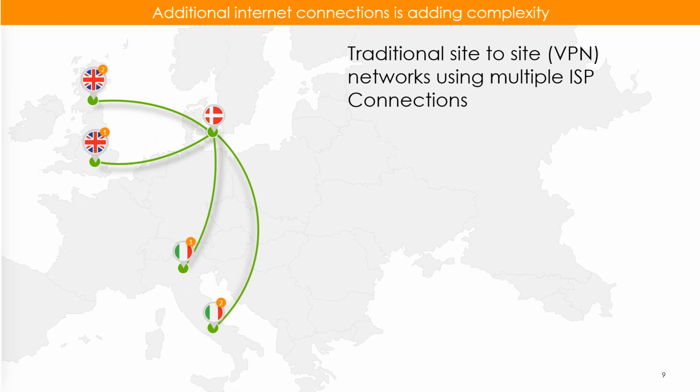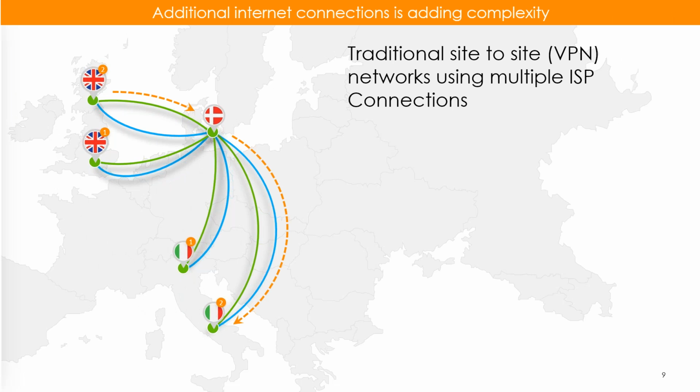And if we are in a good situation where we have multiple WAN connections available to each location, we of course would like to utilize these connections as best as we can. In this example, we have a primary connection with fiber and a secondary connection with a DSL or an LTE.